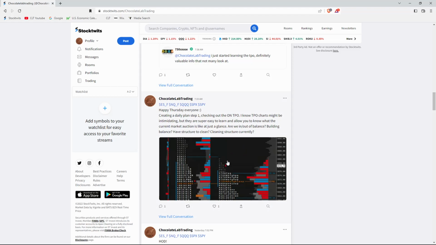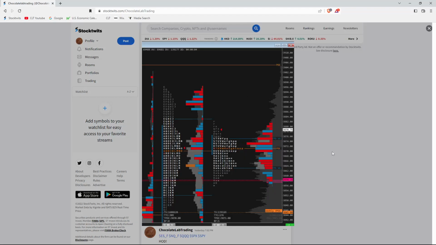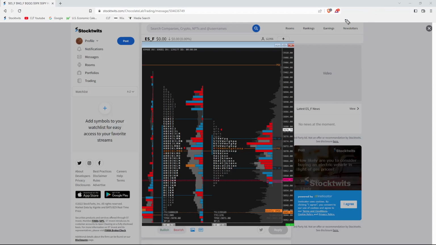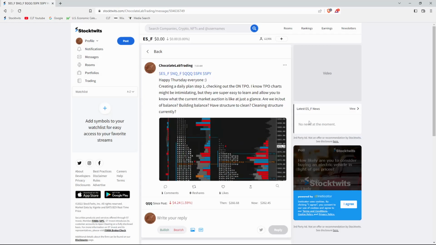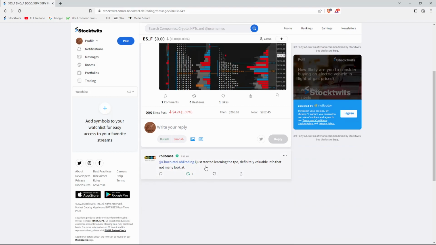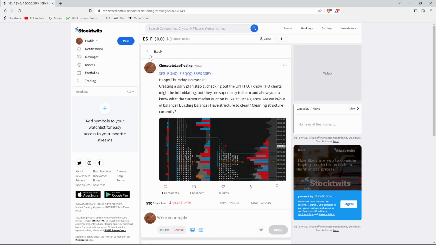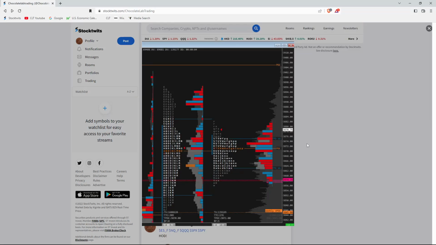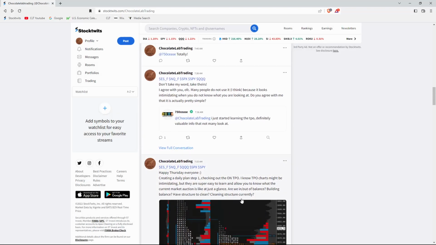So creating the daily plan, step one, as I always do, is going to my TPO chart, or time price opportunity chart. These are market profiles, and they have to do with time rather than price, as most charts do. And as I always say, as this person is now going to confirm, I just started learning the TPO. Definitely valuable info that not many look at. What I mean to say is that it's very, very easy to learn, and it's quick. It's pretty simple. You just take a glance at it, and you know the info that you need.